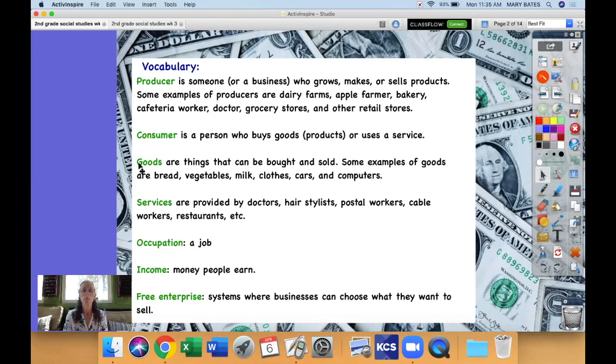Goods are things that can be bought and sold. Some examples of goods are bread, vegetables, milk, clothes, cars, and computers. Services are provided by doctors, hairstylists, postal workers, cable workers, restaurants, and many others. An occupation is the job that you have. Income is the money that people earn. A free enterprise is a system where businesses can choose what they want to sell.